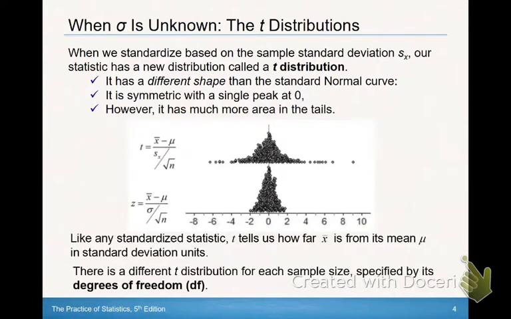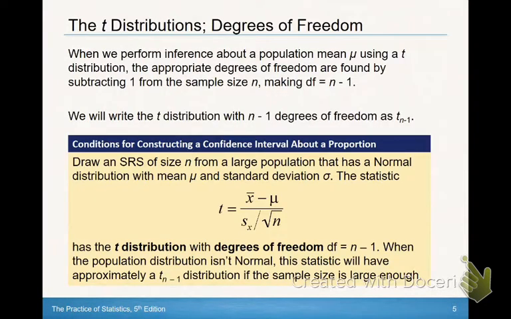So the one thing we have to do with a t-distribution, this is also in the back of the book, I believe it's table B, we have to find the degrees of freedom. Basically the degrees of freedom is just the total sample size minus 1. So when we perform inference about a population mean mu using a t-distribution, the appropriate degrees of freedom are found by subtracting 1 from the sample size n, making the degrees of freedom n minus 1. So we will write the t-distribution with n minus 1 degrees of freedom as t sub n minus 1.